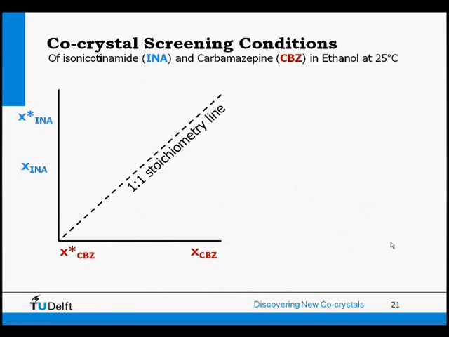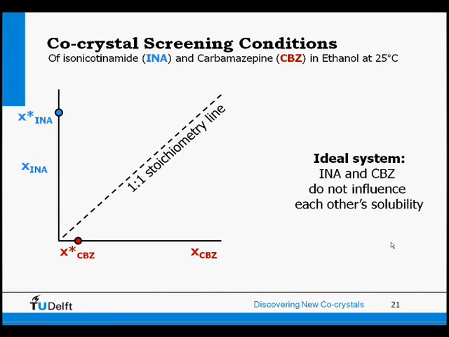So we can make now a ternary phase diagram: carbamazepine, isonicotinamide, and the solvent is ethanol. And we can do that at 25 degrees because we now know the solubility of the pure components. That is given by the circles. The blue circle is the solubility of isonicotinamide in ethanol at 25 degrees, and the red circle is the solubility of carbamazepine in ethanol at 25 degrees.